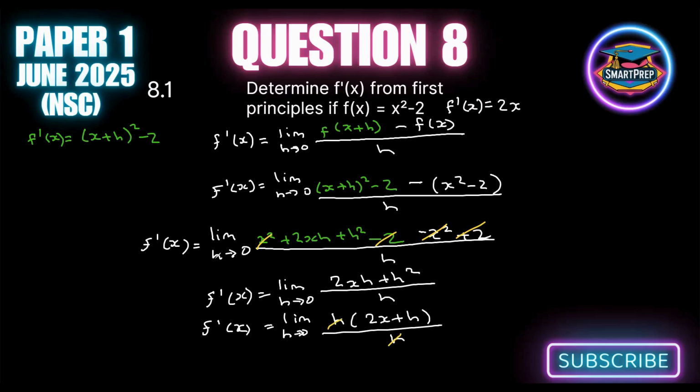And so we get, I'm just going to do this on the same line, f dash of x equals the limit as h tends to 0 of 2x plus h. And now we replace our h with a 0, and so we get our final answer of f dash of x equals 2x. And we can see that we're going to get full marks because we get what we're supposed to. Okay, let's go on to the next one.